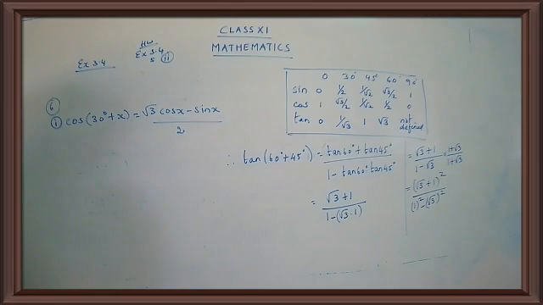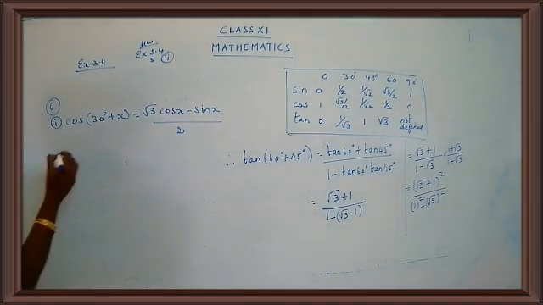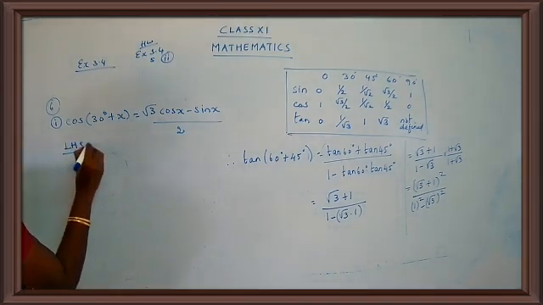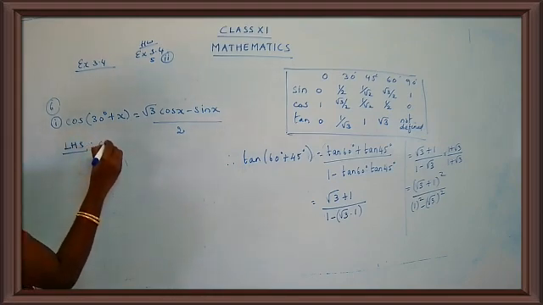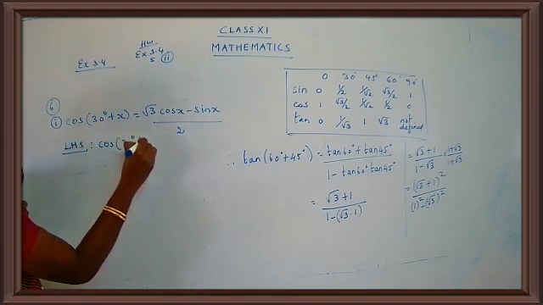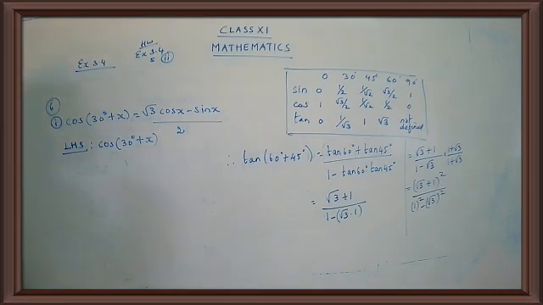This is the question. So what you have to do? You have to prove cos of 30 degree plus x is equal to root 3 cos x minus sin x upon 2. So here we are going to take the LHS part first. Okay, children? Let's take the LHS part. So what is the LHS part here? The LHS is cos of 30 degree plus x. Just do not get confused. Very simple thing. You have to just apply the identity.